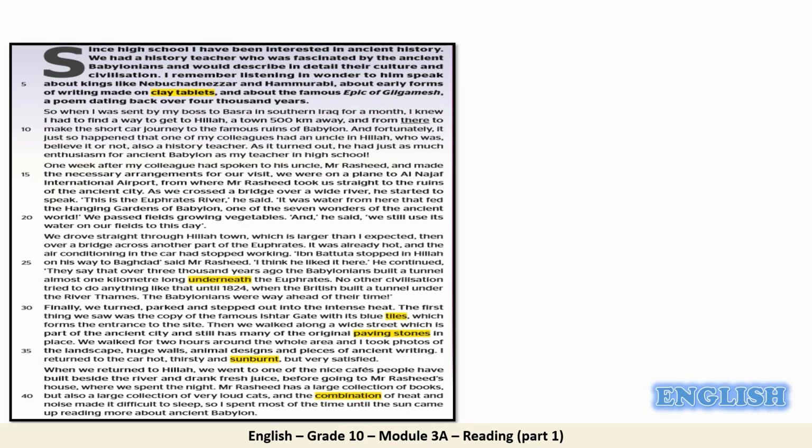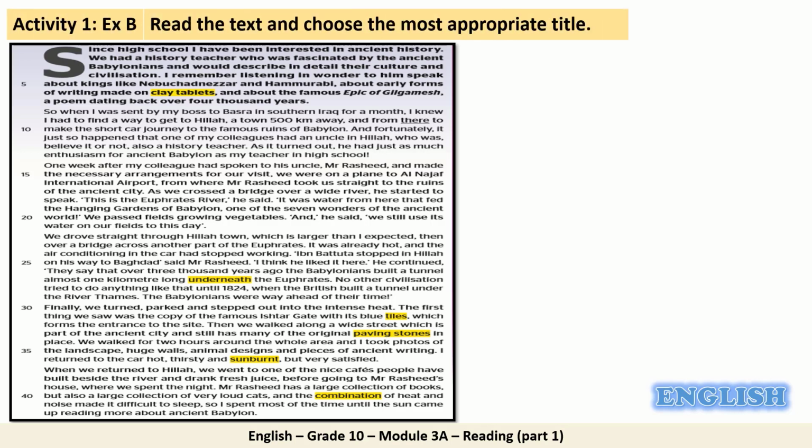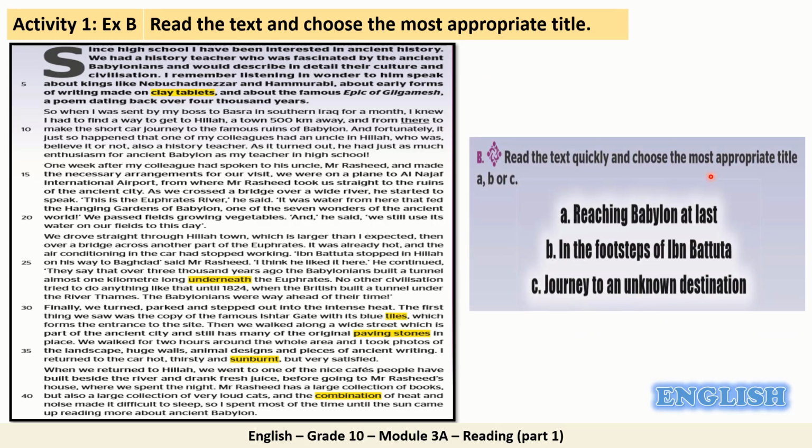Now, dear students, you will skim the text again, but this time you will skim to choose the most appropriate title for the text. Look at exercise B and read the 3 titles. You will pause the video and try to choose the most appropriate title for the text. You may pause now. Alright, now let's check our answers together. The correct answer is A. Reaching Babylon at last.